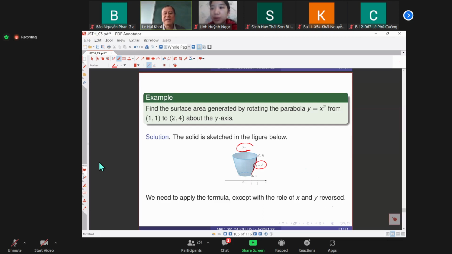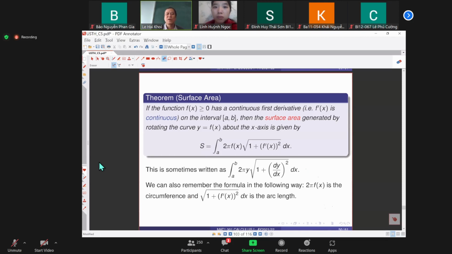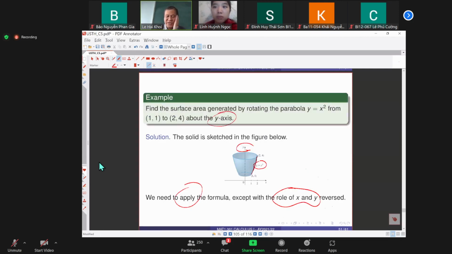How about the area? You have to apply the formula, but the roles of x and y you have to change. Not this formula anymore. This formula is for rotating about the x-axis. Here you have about the y-axis. See, the roles are changed, and you should pay attention.